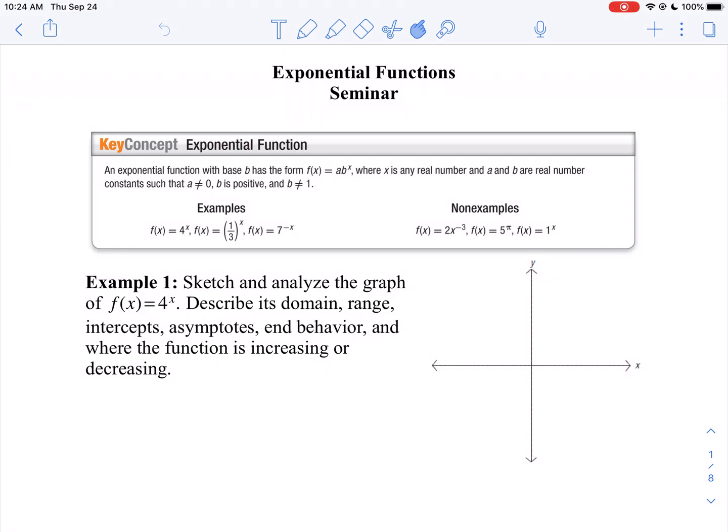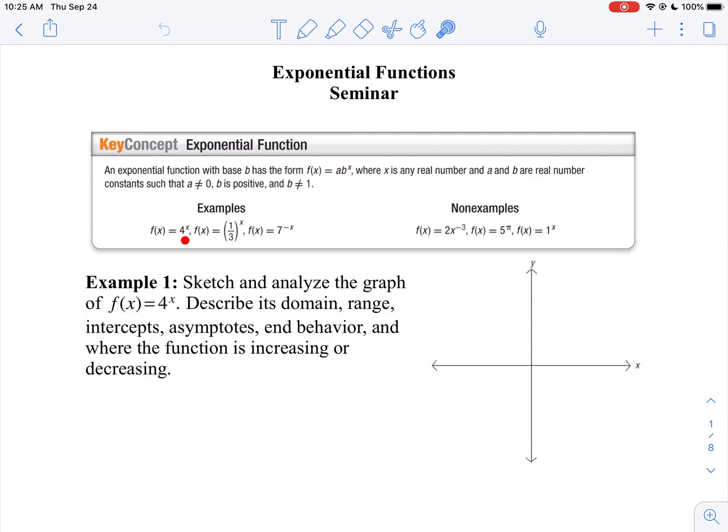Here we have an example of an exponential function. An exponential function is going to be a number times another number raised to a power. That power is your variable. That's why we call it an exponential function: the variable is in the exponent. If a was 0, you wouldn't have anything, so a can't be 0, and we're going to say b has to be positive.